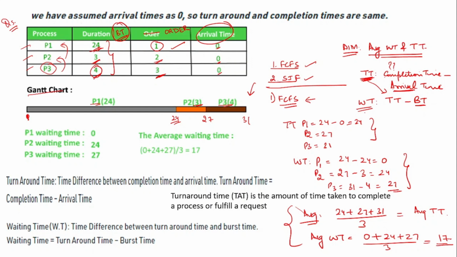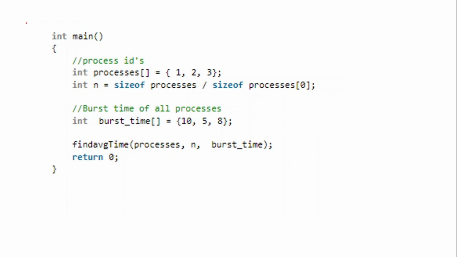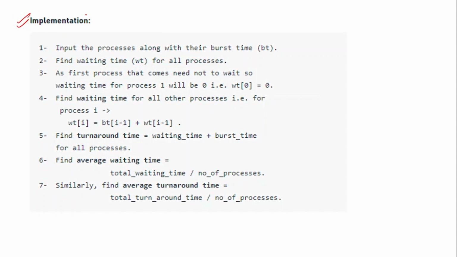Now the thing is, logic-wise, numerical-wise, we are able to do this, but when it comes to coding, there the main problem occurs. So I will be explaining to you the implementation of first come first serve in C language. So the program starts here. This is the C program for the first come first serve scheduling algorithm.